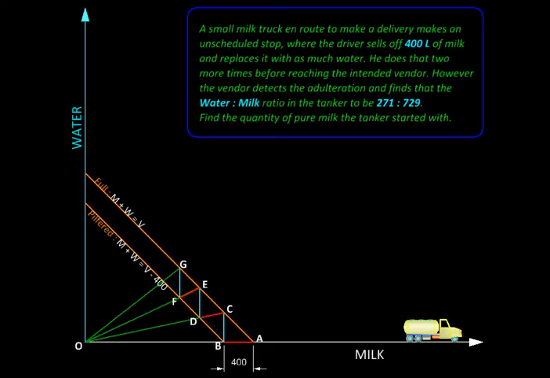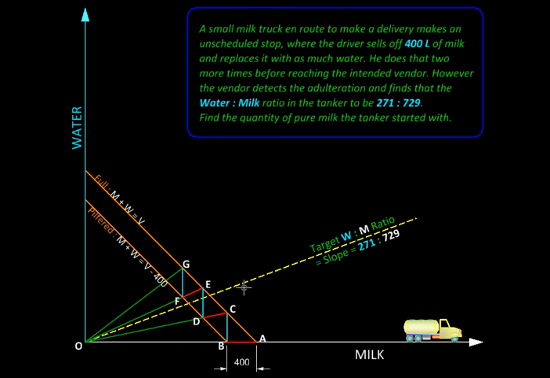That has been given to us. And that slope, the target slope or target composition, is 271 upon 729. That is the water to milk ratio. So let's draw a line with that slope. So now we have two lines, a line that represents our target or ideal or given slope or composition of water and milk, and the line that we have arrived at using an arbitrary assumed volume of the tanker. Now the slopes of these two lines have to match, and that is where parametric geometry helps us.